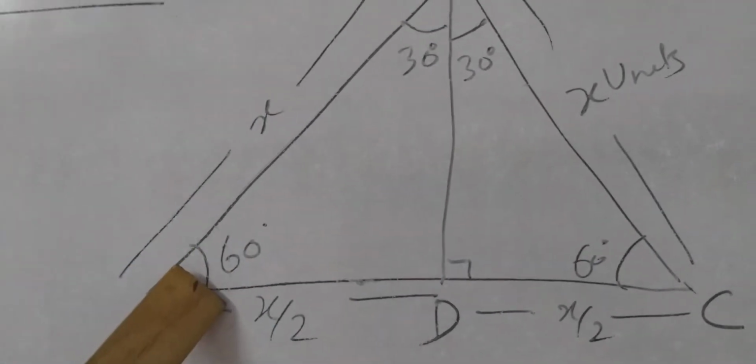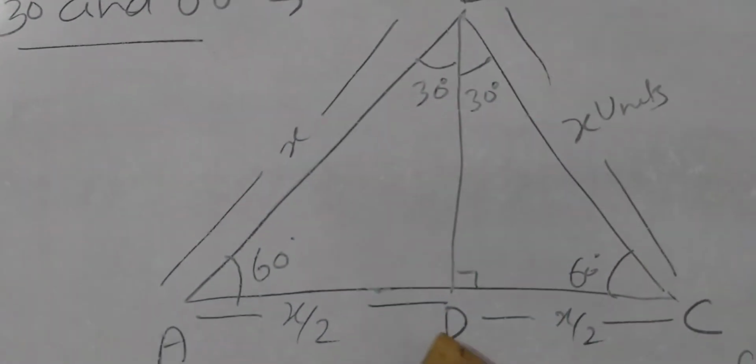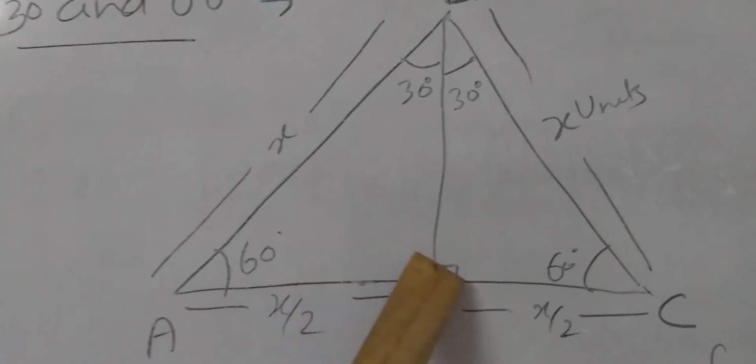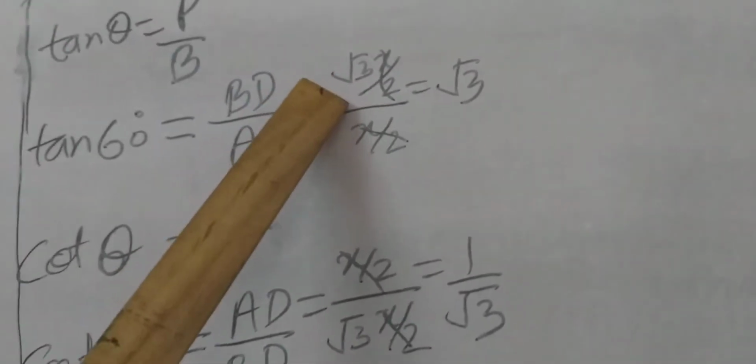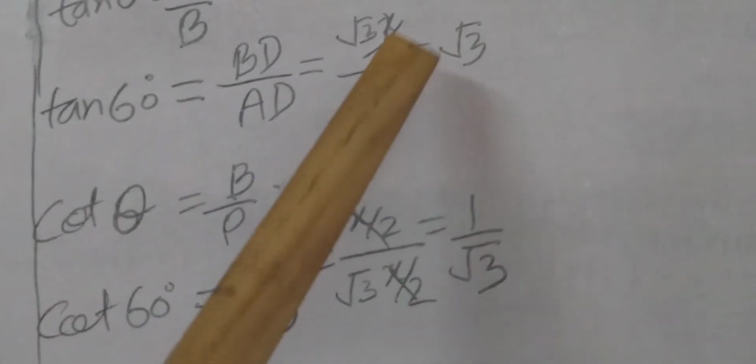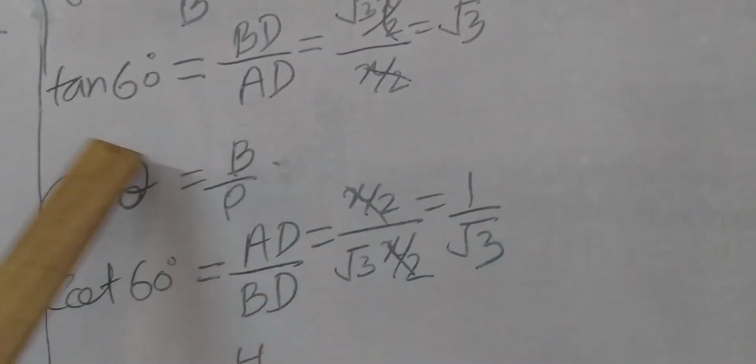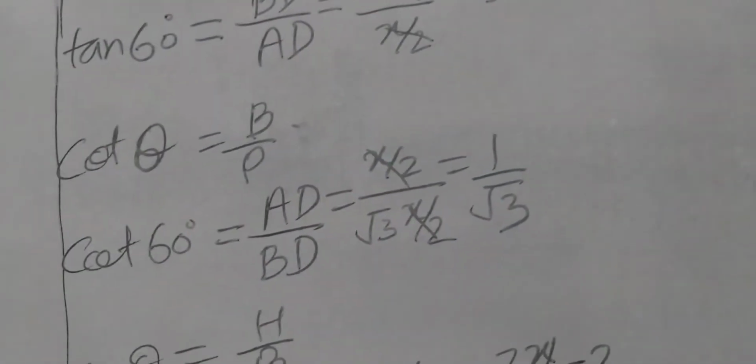For 60 degrees, the perpendicular is BD and the base is AD. So tan 60 is BD upon AD. BD is root 3x by 2, AD is x by 2. The x by 2 cancels, giving root 3. So the value of tan 60 is root 3.